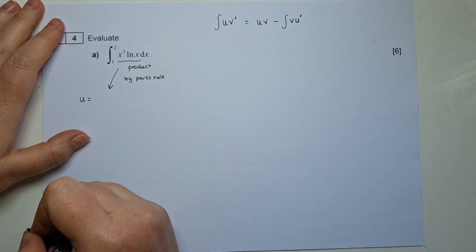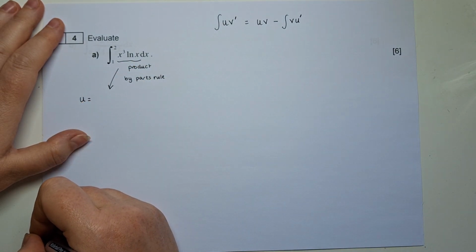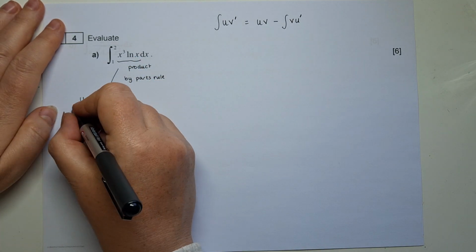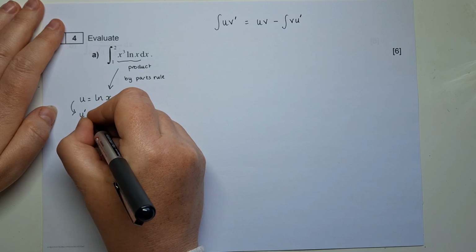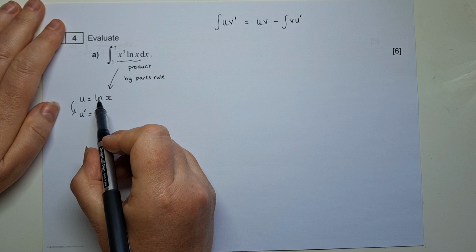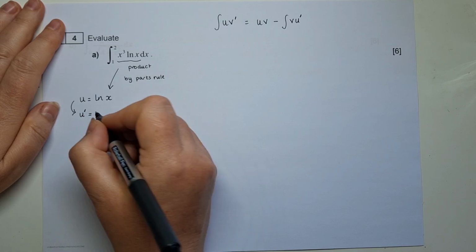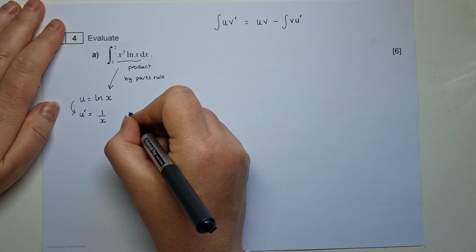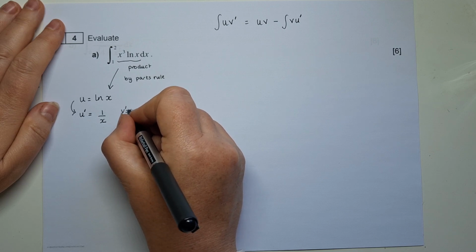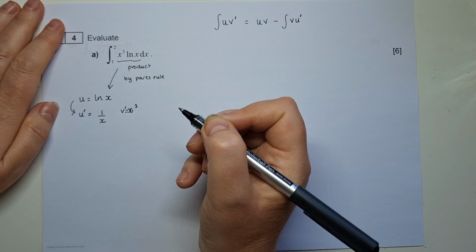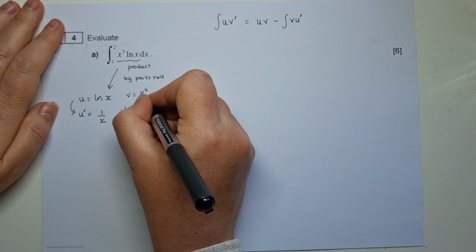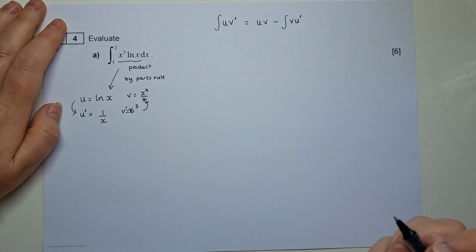You often choose the x term as your u, but in a case where you have an ln, that has to be the u, because you know how to differentiate the log, but we don't have a nice rule for integrating a log. So we can differentiate ln x to give us 1 over x. That means our v dash has to be x cubed, which means when we integrate it, we go up a power and divide by the new power.